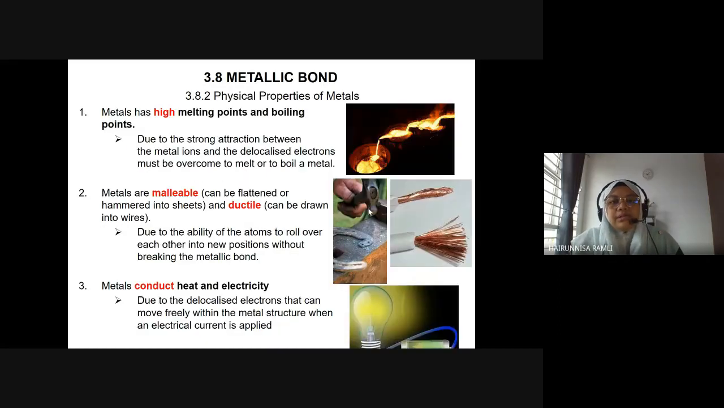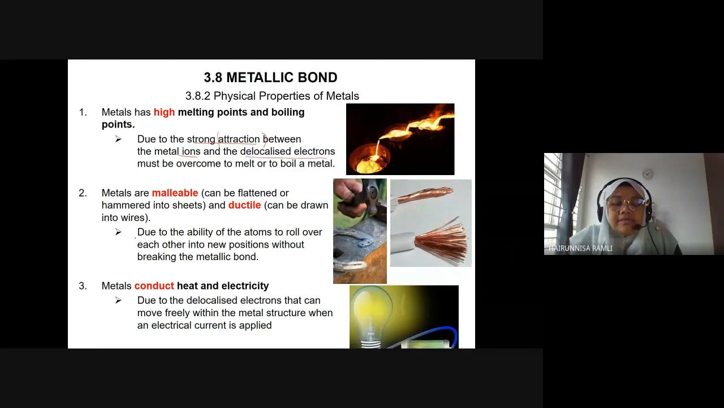Okay, so the physical properties of the metal, of course, it has high melting and boiling point because of the strong attraction between metal and the valence electron, which is the delocalized electron. Okay, so bila attraction tu kuat, of course, you perlukan energy yang lebih tinggi untuk overcome that attraction lah. Ni pun sama lah, kita lebih pada mention about strong attraction even though it has metallic bond.